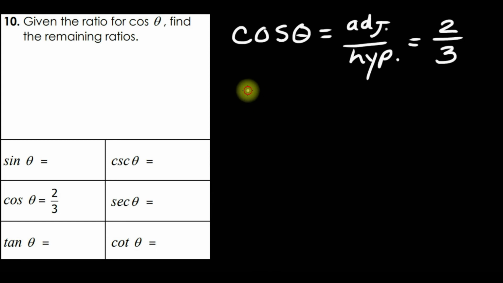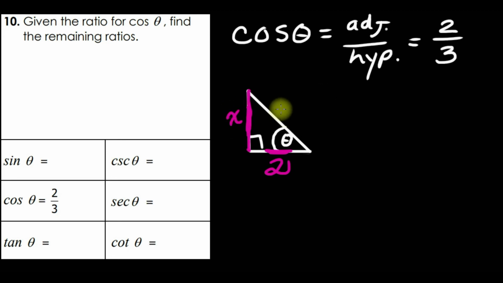So I'm going to draw a right triangle here. I'm going to call this angle theta. So the side next to theta right here is adjacent, so that's going to be 2. The opposite side is here. We don't know what this opposite side is, so we're just going to call it x. And then the hypotenuse is 3.